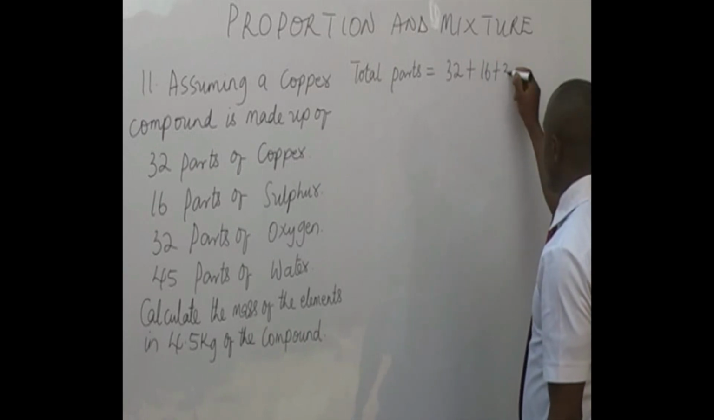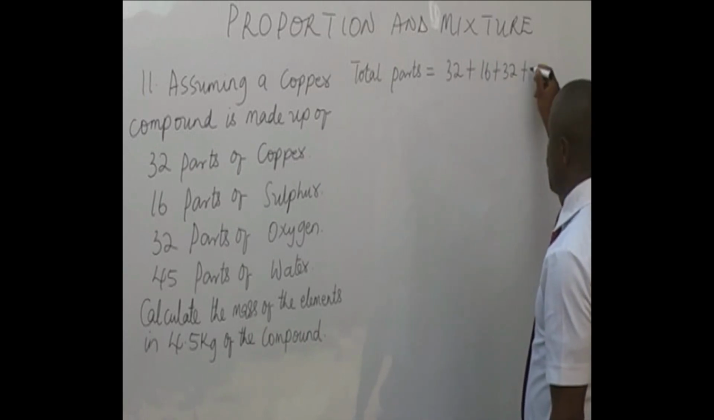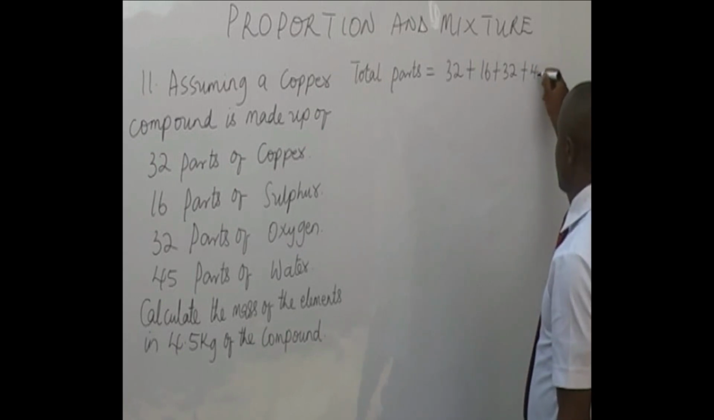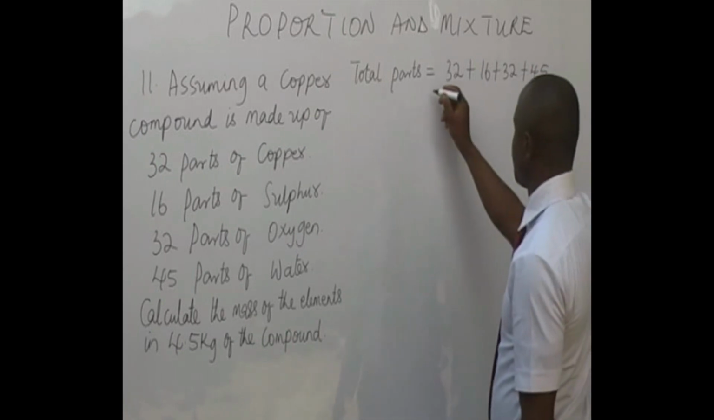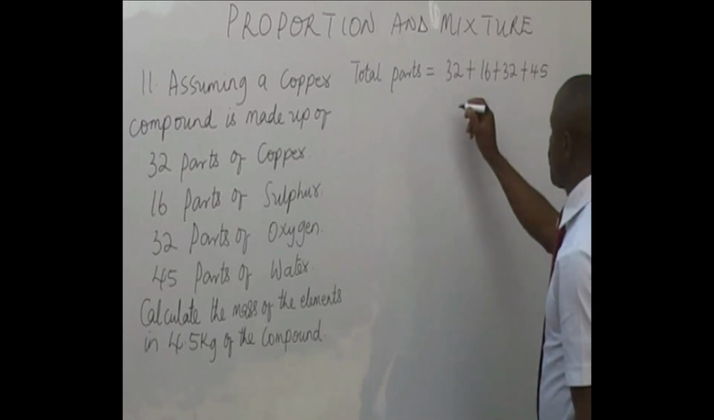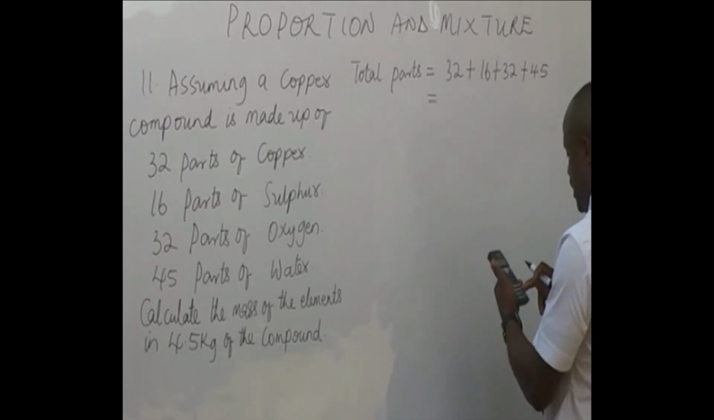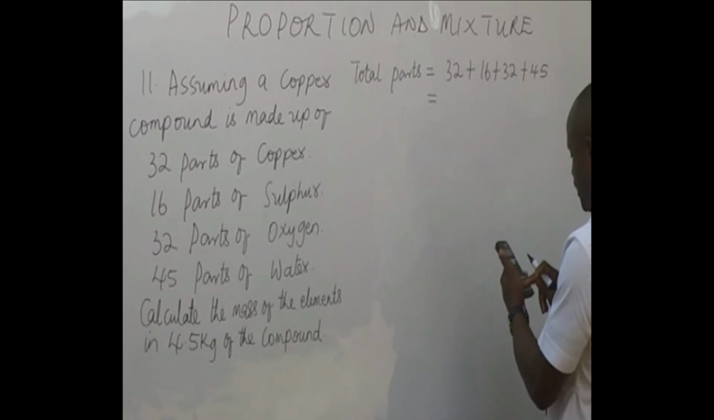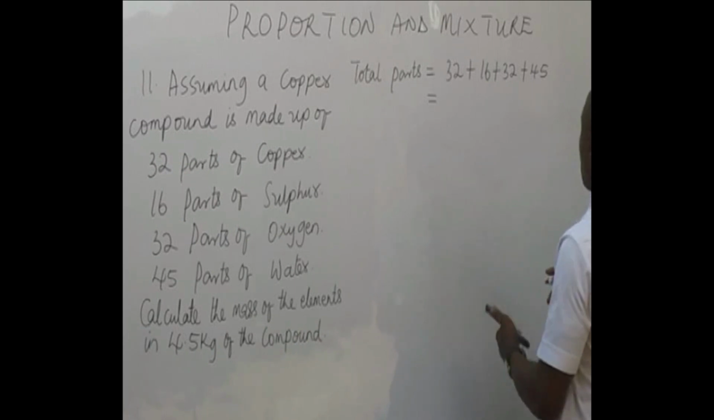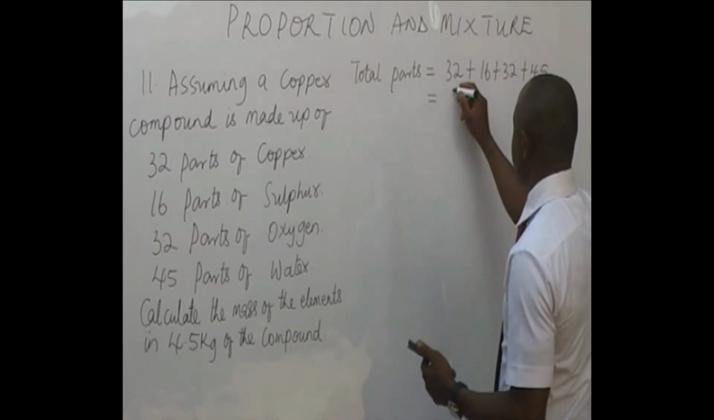plus 32 plus 45 is going to give us a value. Let's add 32 plus 16 plus 32 again plus 45, 125 parts.